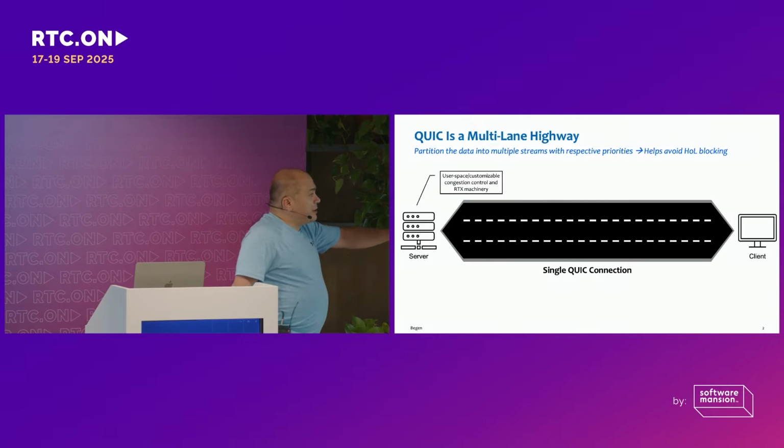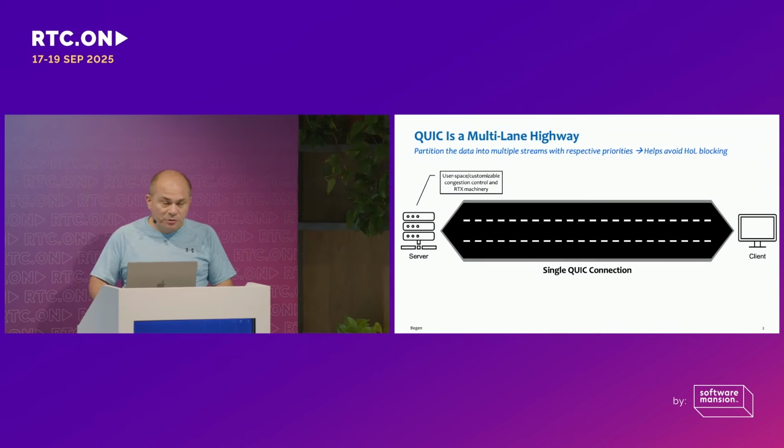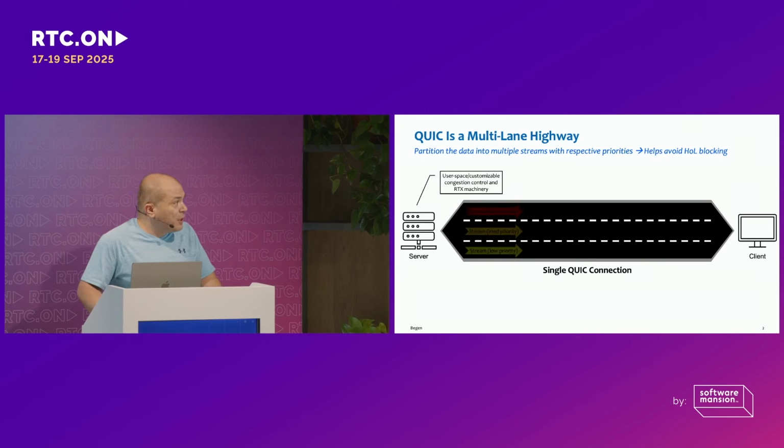So on the sender side, the whole QUIC stack actually runs in the user space. So it's not really part of the operating system. So it's part of the Chrome browser, Safari browser, or Firefox and so on. So it's within your application. Everything is in the user space. That allows us to customize the congestion control and retransmission machinery if you want to for our specific application.